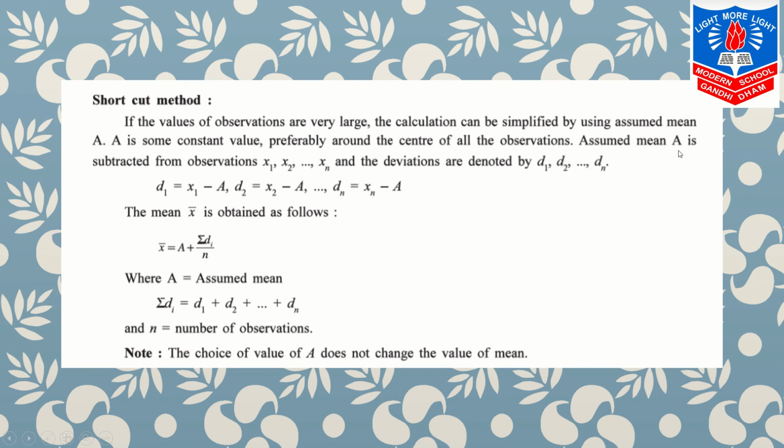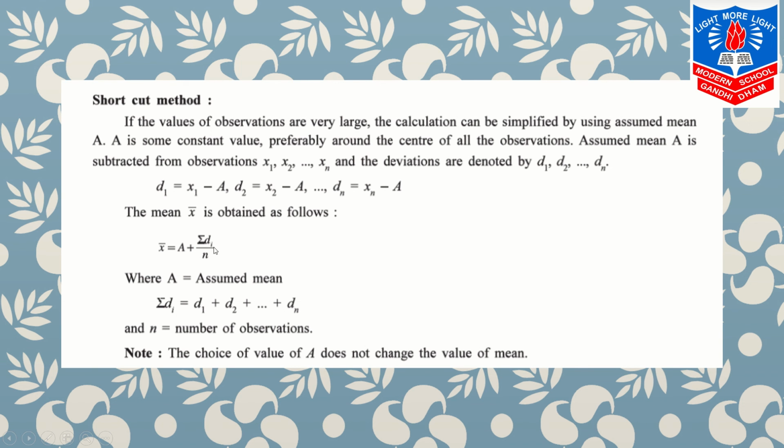Assumed mean जिसको हम capital A से denote करेंगे, उसमें से हम subtract करेंगे x1, x2 को till xn, और जो answer हमें मिलेगा उससे हम d1, d2 till dn कहेंगे. So d1 equals x1 minus a, d2 equals x2 minus a, and so on. The mean, that is x bar, is obtained as follows. The formula is x bar equals a plus sigma di upon n.